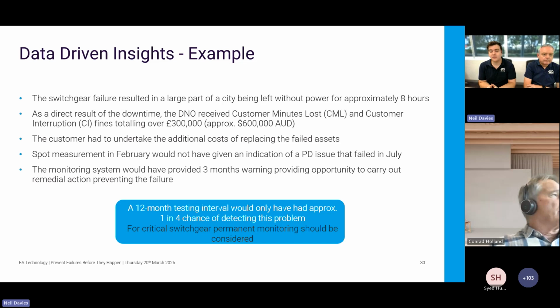But the thing to think about here is, would you have found that if you were doing regular 12-month interval testing? For 3 to 4 months, it is a low chance. If you're doing it 6 monthly, it does increase. But the one thing to think about is, if on your network you had this type of defect, would you have been able to identify it and react in time to stop that failure? Because it is a very difficult one to get ahead of if you don't have the continuous monitoring in place.